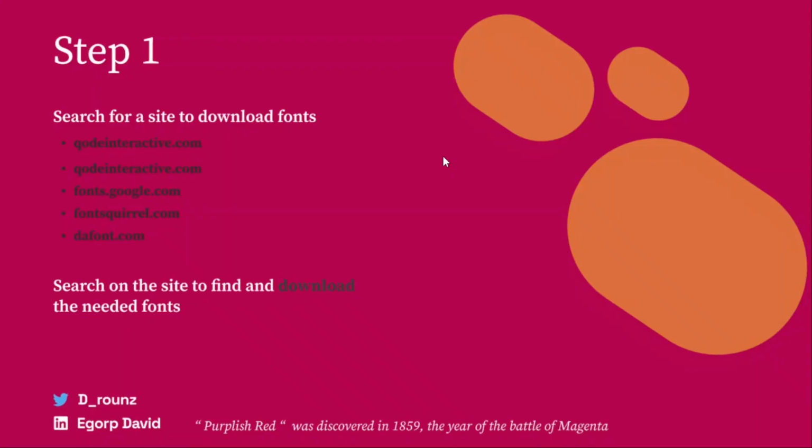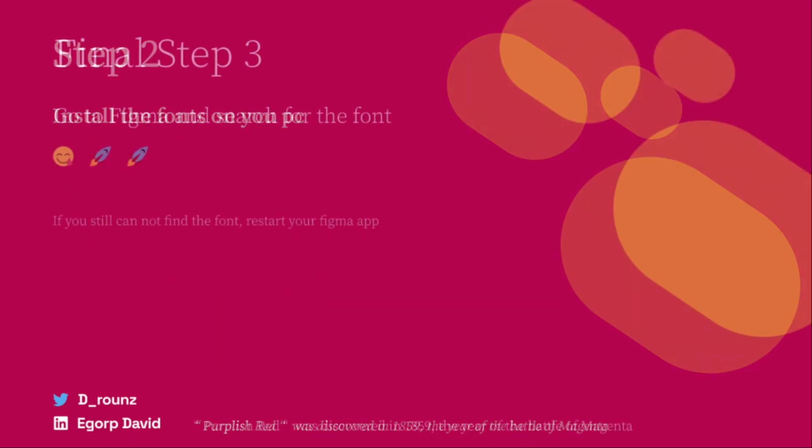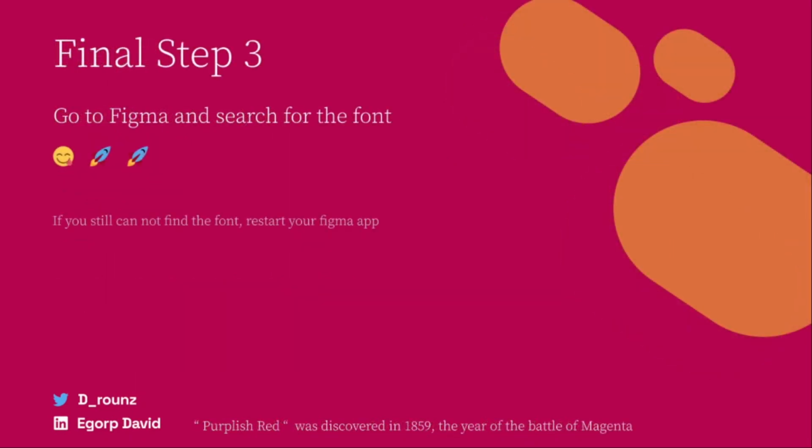So as I said, step one is search for the font, then install the fonts on your PC and go to Figma and search for the fonts. Basically, that's exactly what I just did. I showed the process, right? If you still cannot find the fonts, restart your Figma app or close the file and open it again, and it will work.